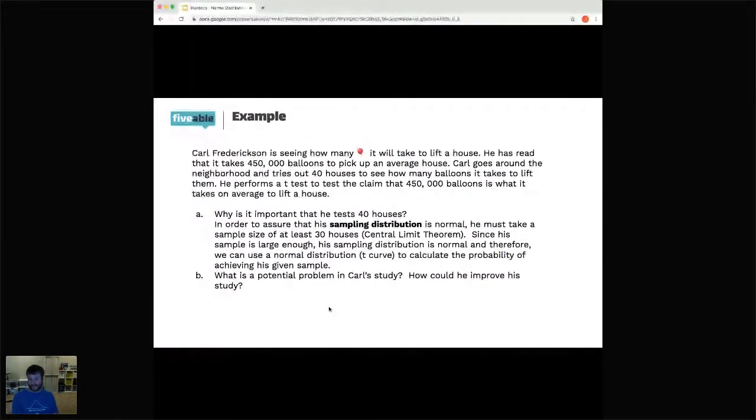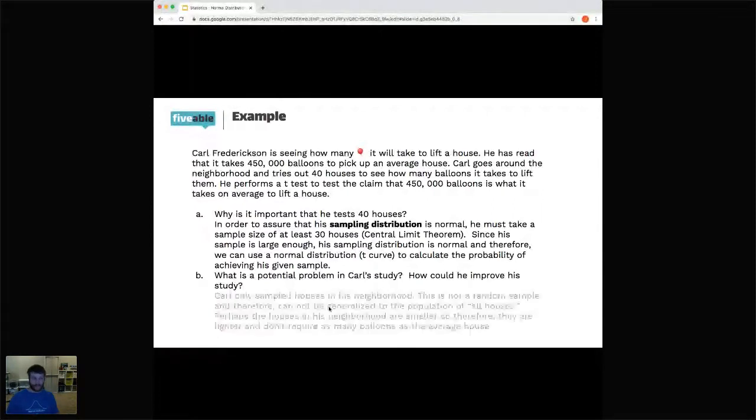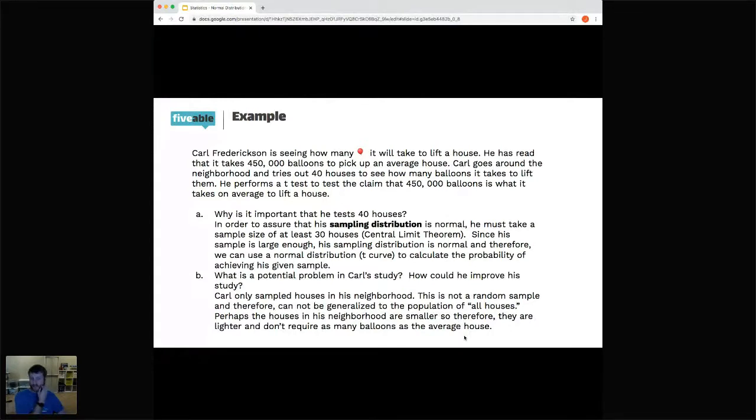How could he improve the study? Okay, I'm not going to make you guys type all that out. He only sampled houses in his neighborhood. It's not a random sample, and therefore it cannot be generalized to the population of all houses. Perhaps the houses in his neighborhood are smaller, so therefore they are lighter and don't require as many balloons as the average house. He could improve his study, I didn't actually put this in the response, by doing some sort of randomization process and choosing 40 houses at random. But a lot of times we check that random sample and just check it as a box, but don't really understand why we do that.